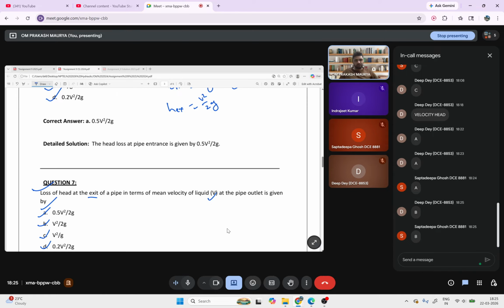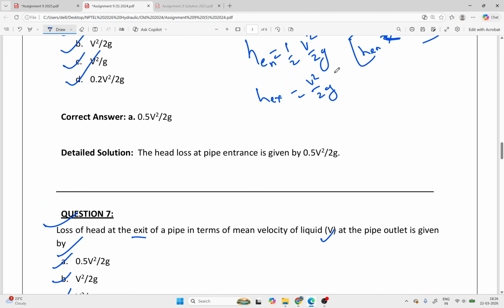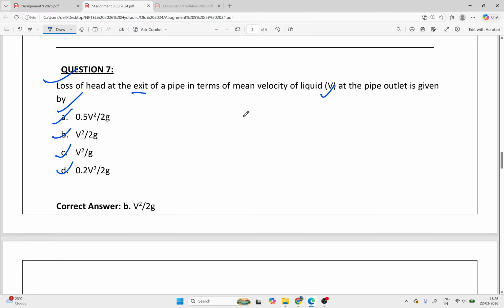Okay, both of you are telling the B option. Nice. That is V square by 2g. Yes, I have already discussed it, so there is nothing more to discuss here. You can see it very easily. I have discussed this already. So okay, now we'll move on to the next question.